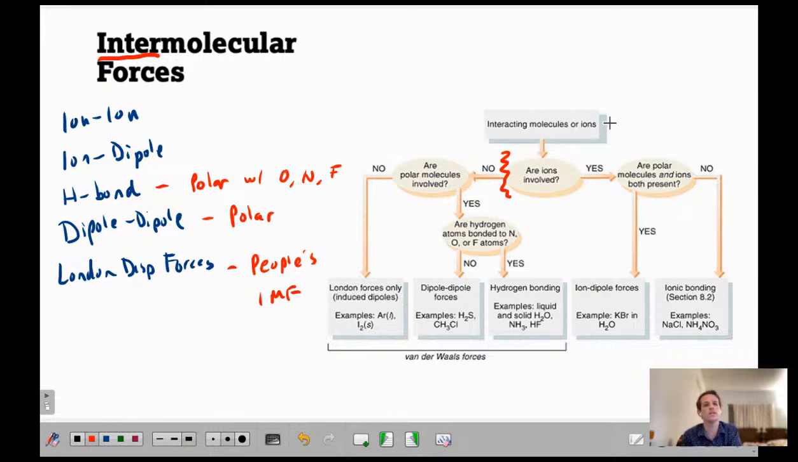The first thing you want to ask is: is it interacting molecules, or are ions involved? If ions are involved, we take this path, and it guides you down to see that if it's polar molecules and ions, it's going to be ion dipole forces. And if it's ions and ions, it's going to be ionic bonding, which we've talked about in the past. Now, this is the more common pathway that we take, not involving ions. And the first question we ask ourselves: are these molecules polar?